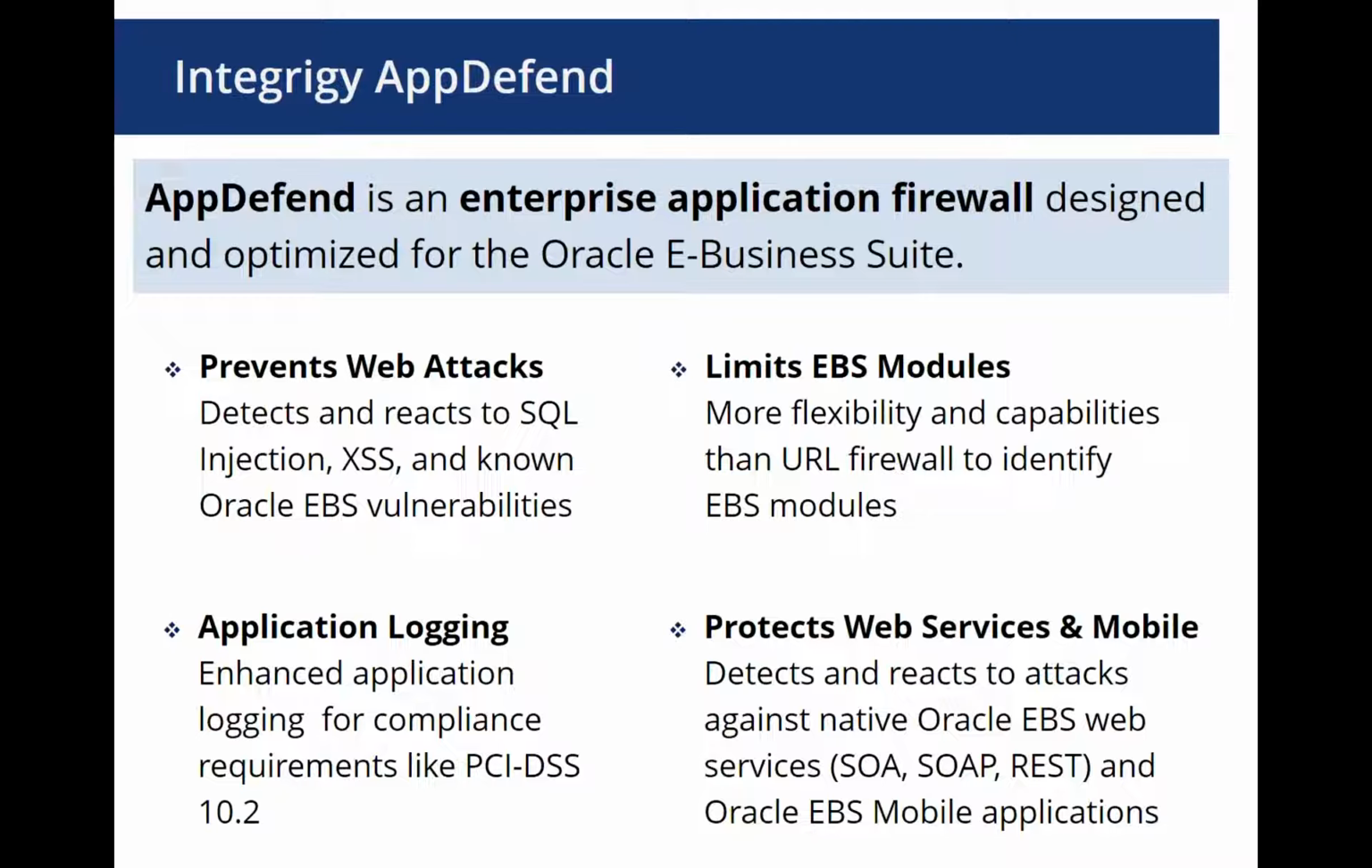If you're running iSupplier, you just configure AppDefend with ISP, which is the code for iSupplier, and AppDefend will actually do the work for you to know what pages are supposed to be enabled and disabled. And then we also provide mobile and web services protection.